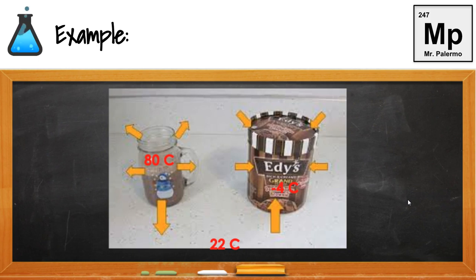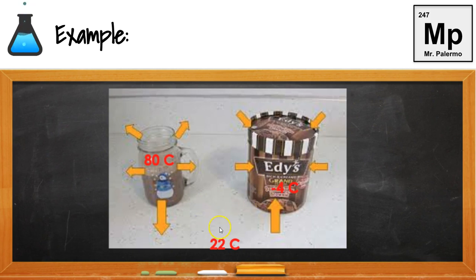Here's an example. If the room is 22 degrees Celsius and I place hot chocolate in the room, the hot chocolate is 80 degrees Celsius and the room is 22. So the hot chocolate has more heat energy. The particles are moving faster, has more kinetic energy, and overall the energy is going to then be lost or transferred to the room until the hot chocolate is the same temperature as the room.